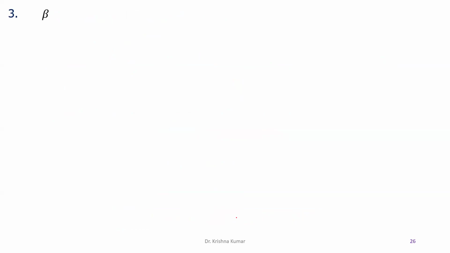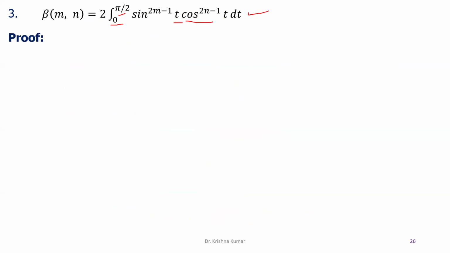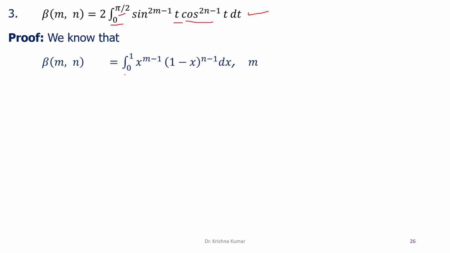Let us go to property number 3. Beta of mn is equal to 2 times integration of sine to the power 2m minus 1 t into cos to the power 2n minus 1 t under the limit 0 to pi by 2 with respect to t. So we know what is beta of mn? Beta of mn is equal to integration of x to the power m minus 1 into (1 minus x) to the power n minus 1 under the limit 0 to 1, where m, n are any positive numbers. Let us give it equation number 1.